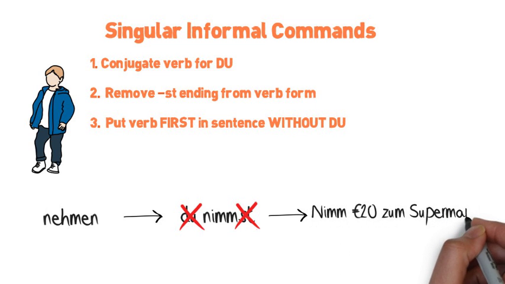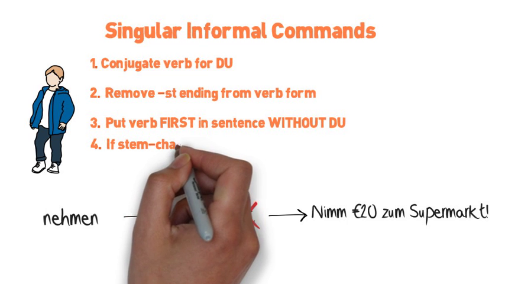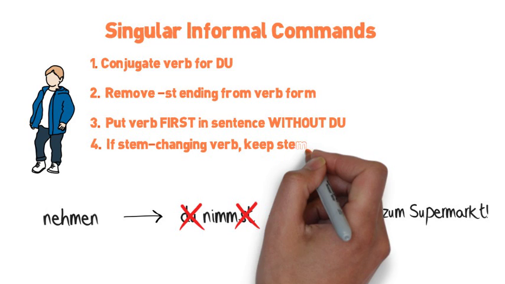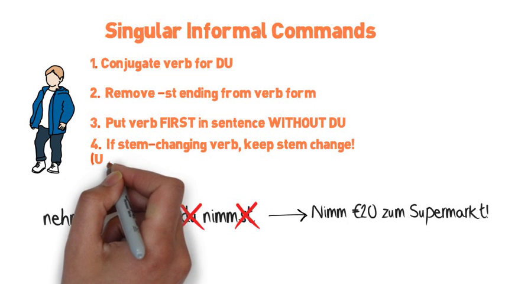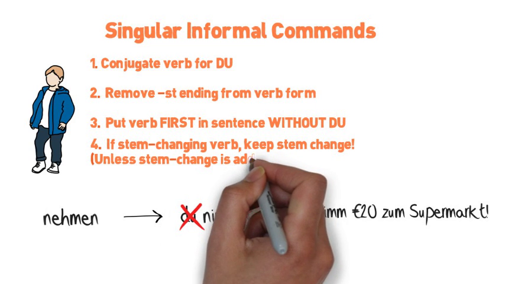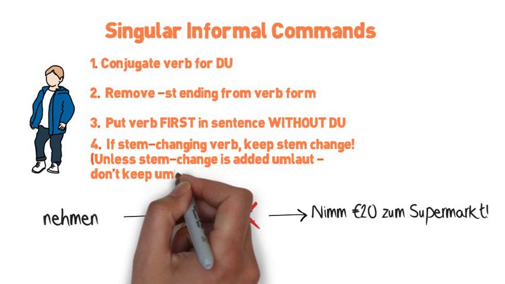So let's add another rule up top. If the verb is a stem-changing verb, you're going to want to keep that stem change in the command form. But there's an exception to that rule too. If the stem change was just adding an umlaut, then you take it back off when you make a command.